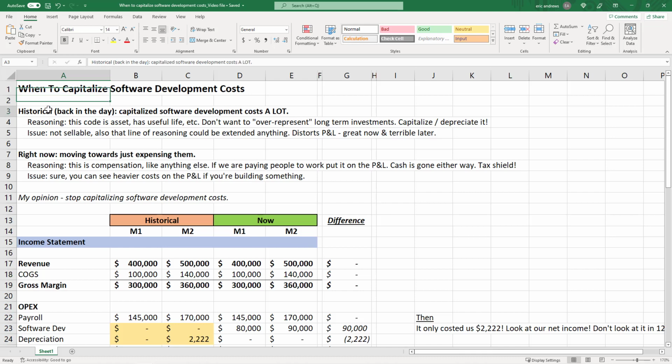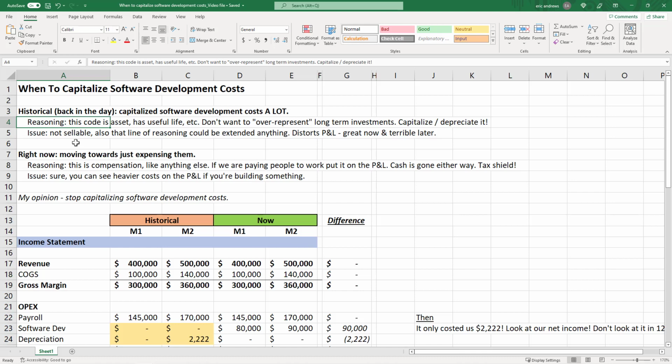The historical way of dealing with software development was that we capitalized everything to the balance sheet. In case you don't know what that means, it means that we took the cost off the income statement and instead put it on the balance sheet as an asset and then depreciated it. The reasoning was that accountants said this code that software engineers are writing is an asset. It has a useful life, like we'll be using it in the future.